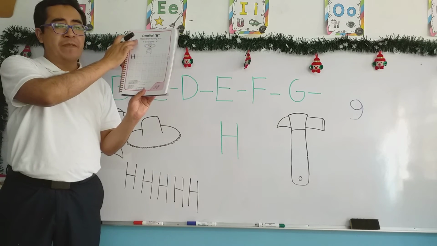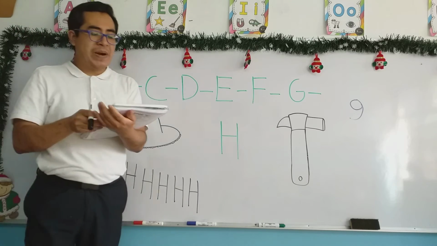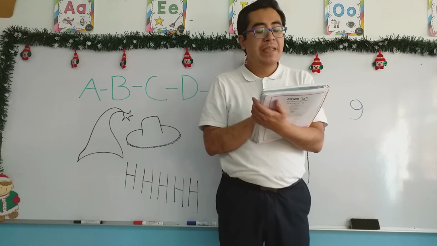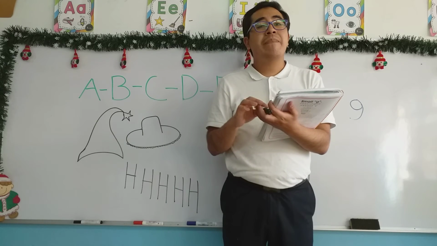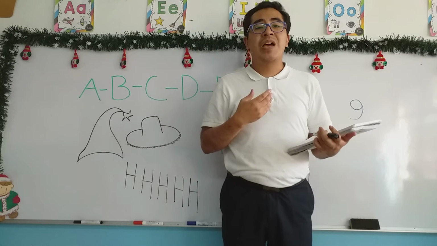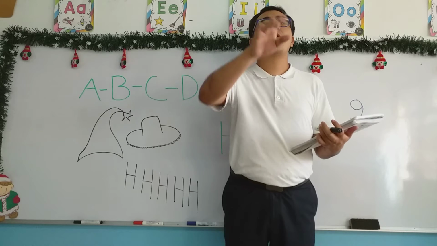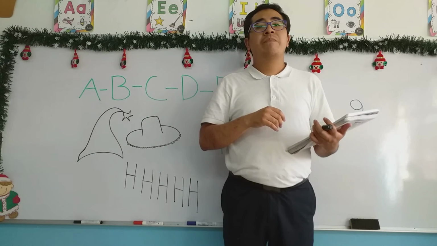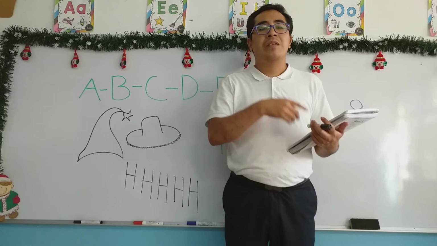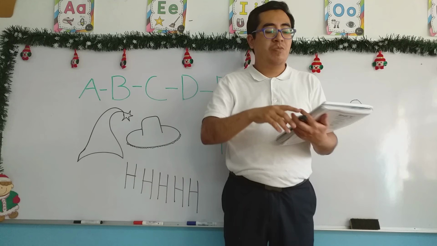Now, on top of the page, we have a small sentence that says, en la parte de arriba de nuestra página tenemos una pequeña oración que dice, Mexicans are the people that live in Mexico. For example, the teacher and all of you, my beautiful students, we are Mexicans. Mexicano, recuerden, pues es la persona que vive en México. Así como el teacher Jacob y todos ustedes pequeñitos, nosotros somos mexicanos.